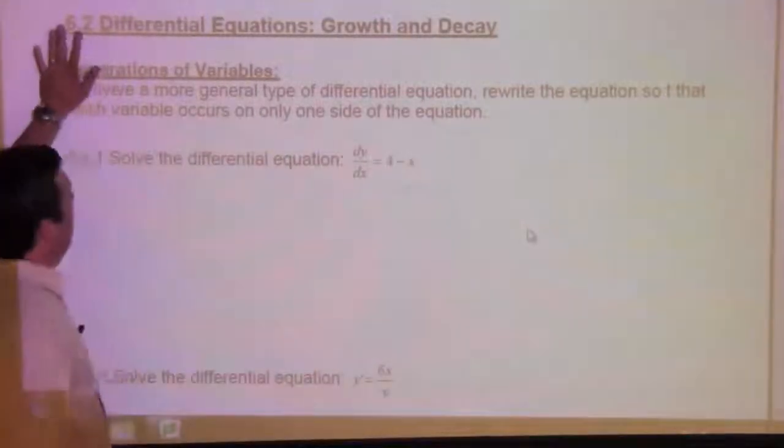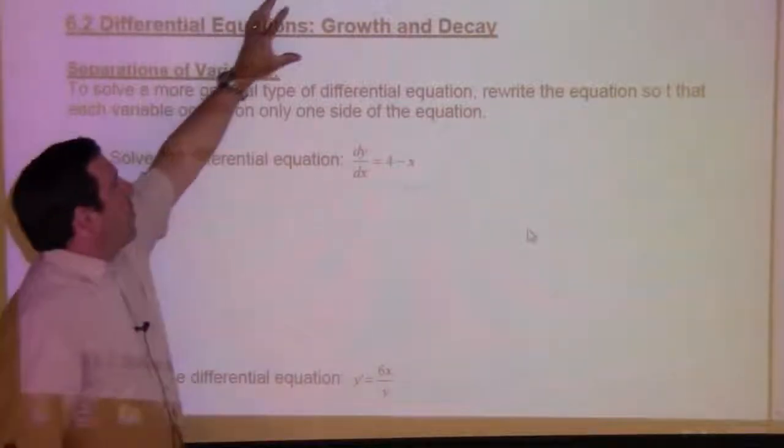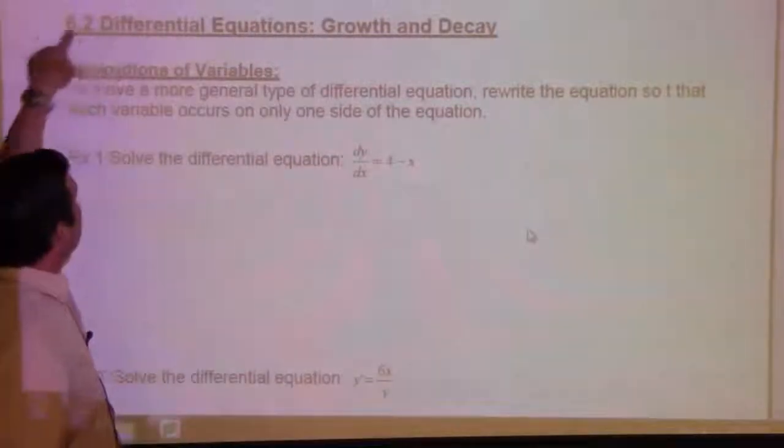Now, I pulled the screen down because we have that problem with the light right about here, but I'll put it up in a second.